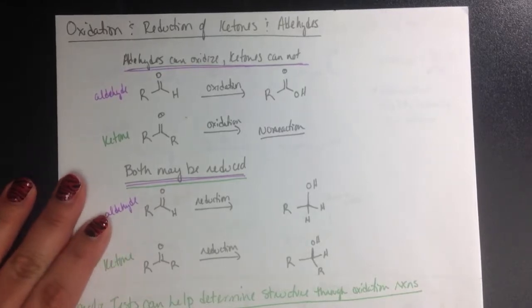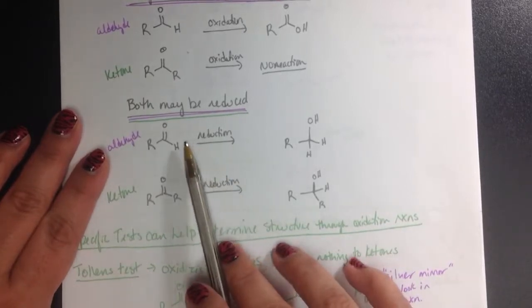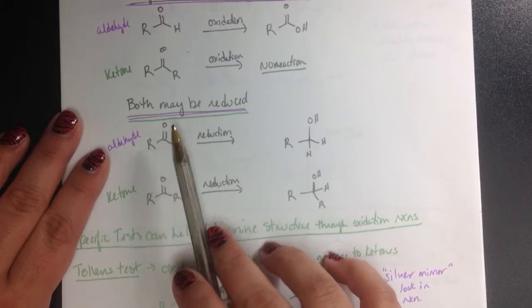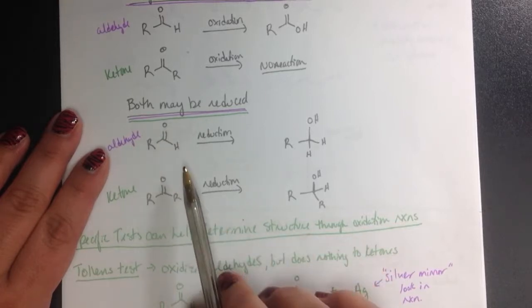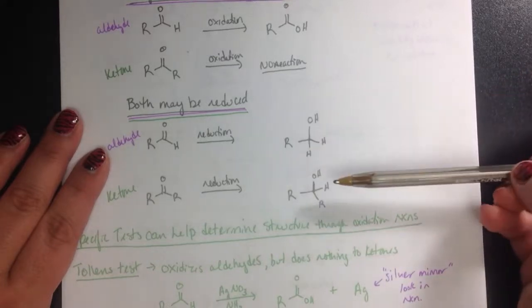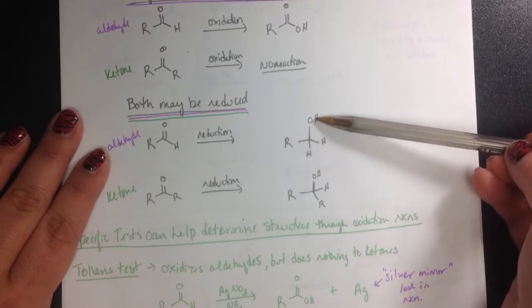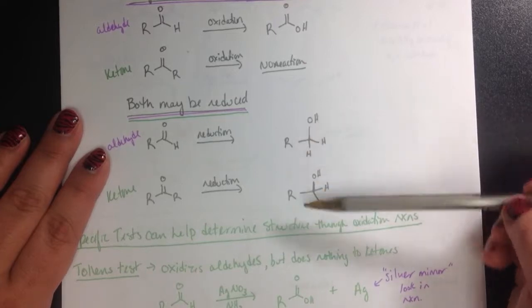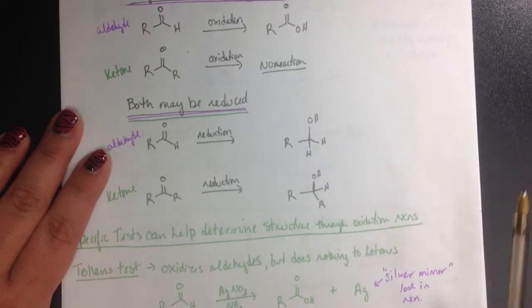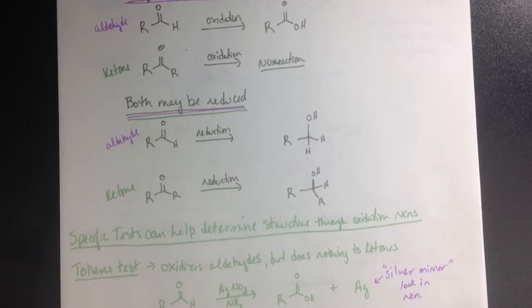But both of these can be reduced. By reducing each of them, what you're really doing is adding a hydrogen to both the carbon that's involved in that carbonyl and the oxygen that's involved in that carbonyl. And so that's why you get the hydrogen here and here, in both cases. Now be aware that this will look like a primary alcohol and this will look like a secondary alcohol, but the hydrogens that are on the carbon from the carbonyl will still be there.